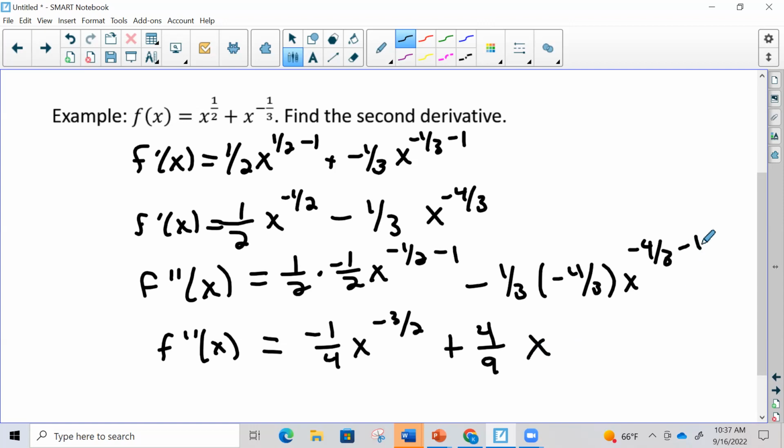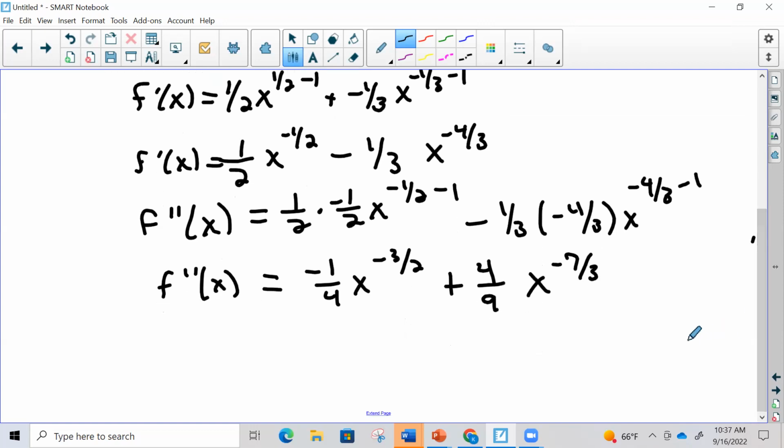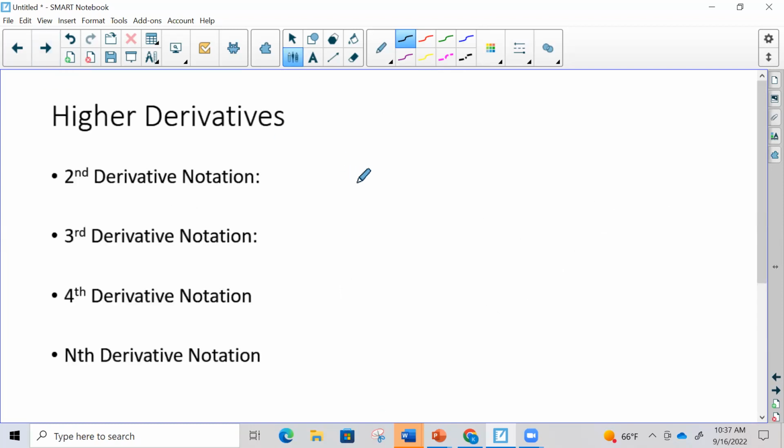So this would be -3/3, which is -7/3. So this would be the second derivative. You can just leave it like that. If you had to simplify, you would move the negative exponents to the denominator. So we can take the derivative multiple times and get the second, third, fourth, or nth derivative. Again, in this class, we'll mostly focus on the first and second derivative, but there's different notations.